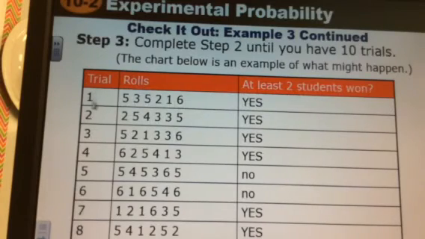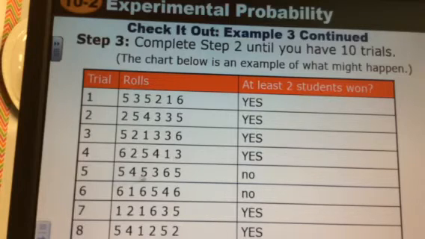So when you do that, here's our trials, and here's our rolls. And it says at least 2 students won a prize. So remember, 1, 2, or 3 means they won. So yes, at least 2 did there. Here, another way you could write these out could be 2, 5, 4, 3, 3, 5. Yes, that's at least 2 win. And it just goes through all the different ways it can happen.